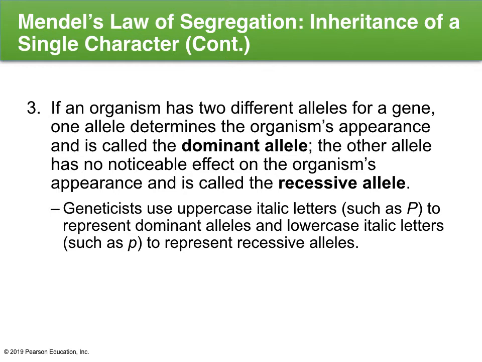If an organism has two different alleles for a gene, one of those two is going to determine what the phenotype is, what the organism's appearance is. We call that allele the dominant allele. The other allele doesn't have any noticeable effect upon the organism's appearance and is then called the recessive allele. So when you're writing these down, you always want to use uppercase letters for the dominant, lowercase letters for the recessives, and have them be the same letter. So if you were working this out, you wouldn't have a W letter for white and a P letter for purple. You'd have big P for purple, little p for white.